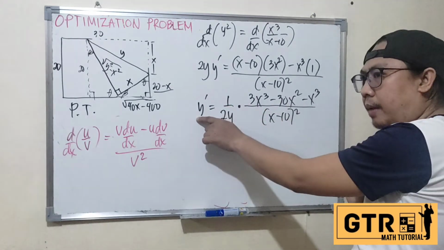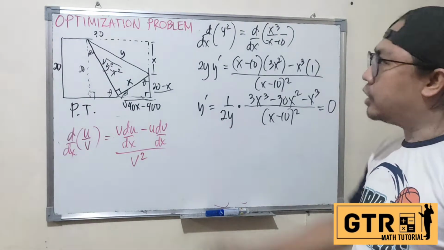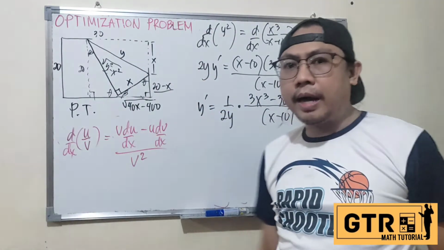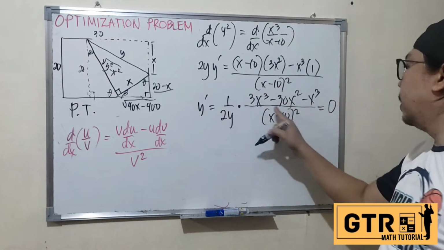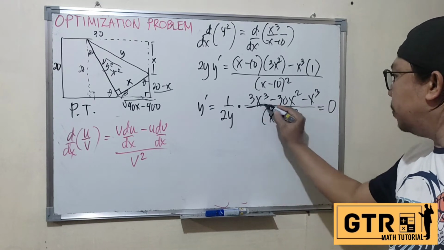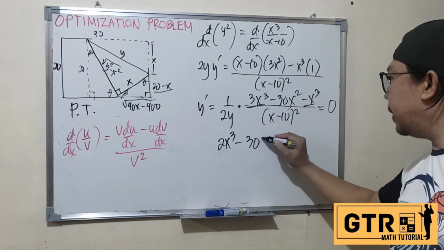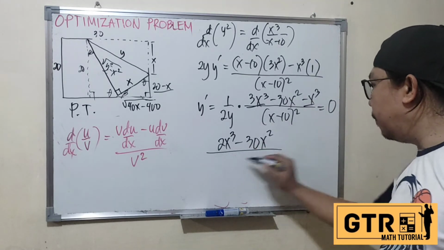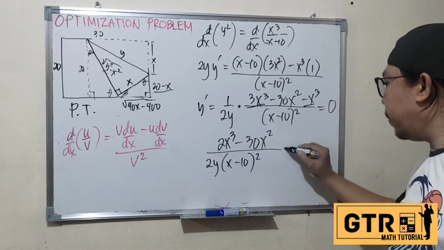Now, set y prime, or the derivative of y with respect to x, equal to 0. To maximize or minimize, set y prime equals 0. Then simplify the numerator: we have 3x cubed minus x cubed, so we have 2x cubed minus 30x squared over 2y times x minus 10 squared equals 0.